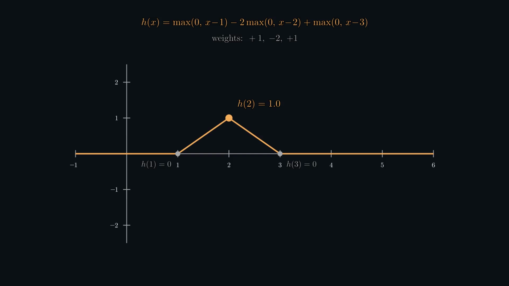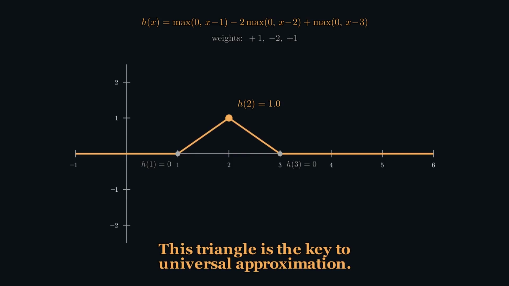3 neurons, 3 simple bent lines, 1 elegant bump. This hat function is the core building block of universal approximation. Line up enough of these triangles, and you can trace any curve.